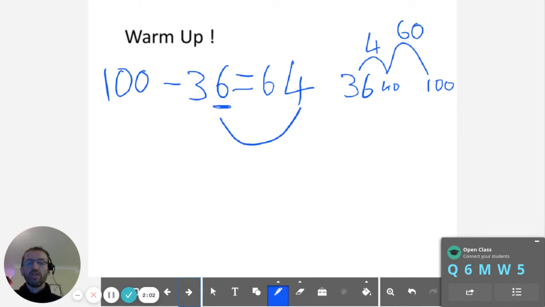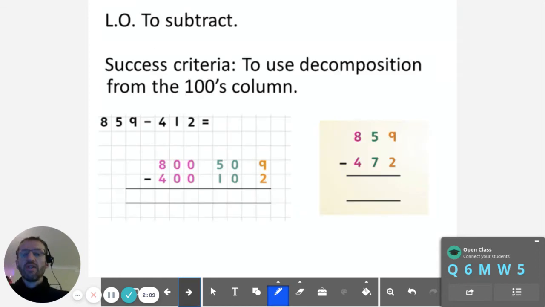Well done. I hope you use your number line, your bonds knowledge, and laying it out as a subtraction just like this. Very good. So let's look at the success criteria and learning objective today. Our learning objective is to subtract. And our success criteria is to use decomposition from the hundreds column. Decomposition is the word they're using, and we also use the word to borrow or to take.